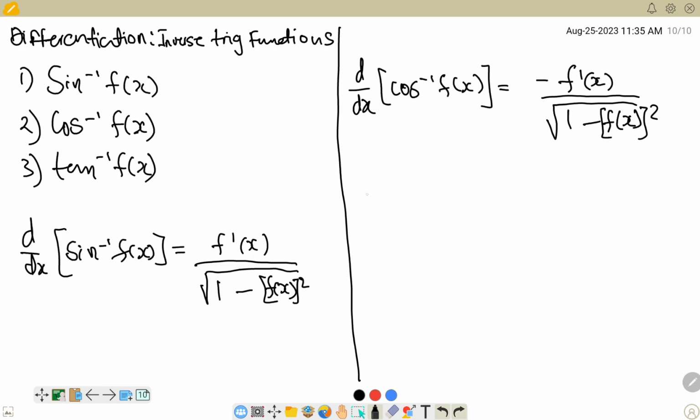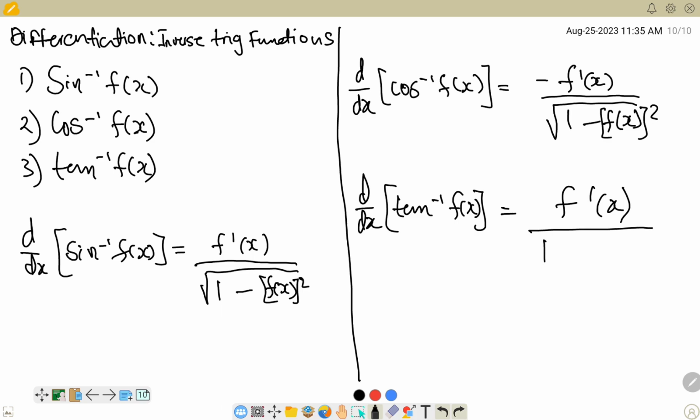Lastly, when you are differentiating arctan, the one for arctan has f prime at the top, but this time round, we don't have a square root. And also here, we don't have a minus sign. We only have 1 plus f of x squared. These formulas have been derived by mathematicians, but in this video, we are not going to derive formulas. We are just going to apply them.